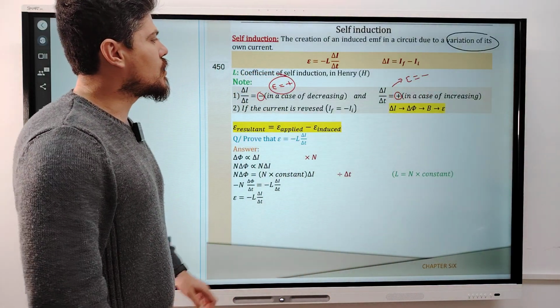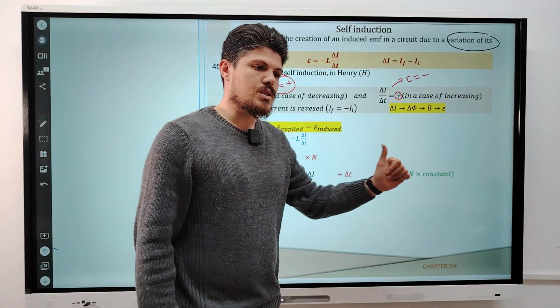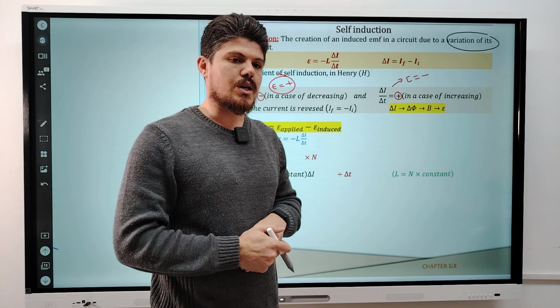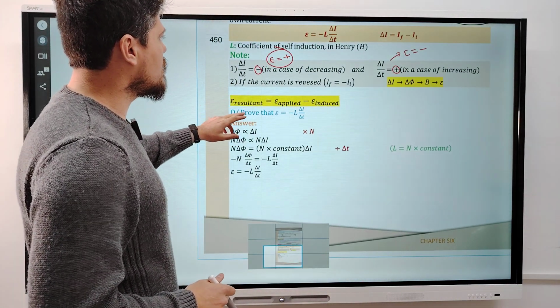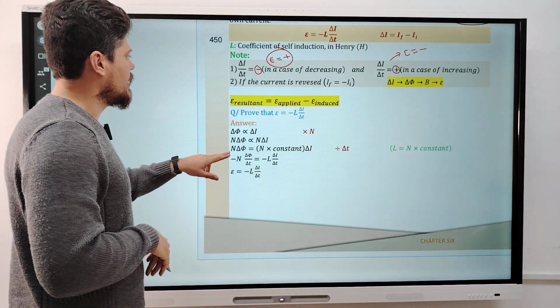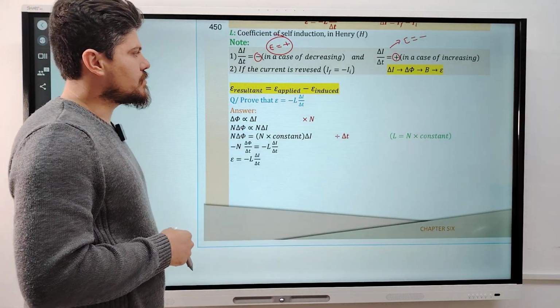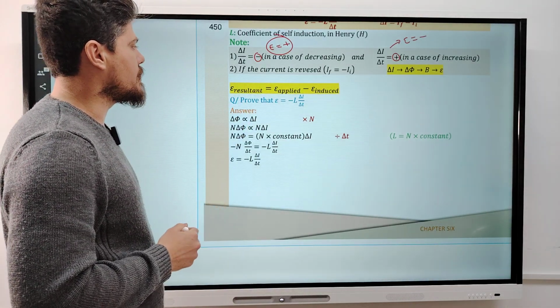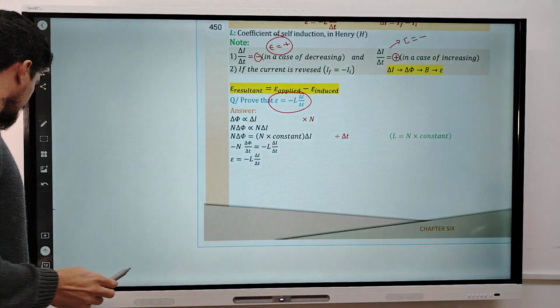Why? Because according to Lenz's law, the induced current in the coil opposes the change of the current in the circuit. So if the current is reversed, I final is equal to negative I initial. The resultant EMF is equal to the applied EMF, the electromotive force, minus the induced EMF. So we prove this equation.